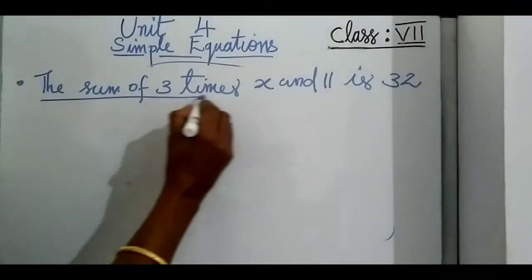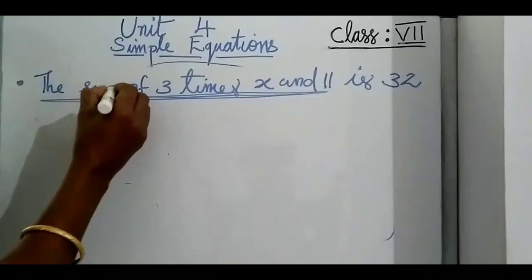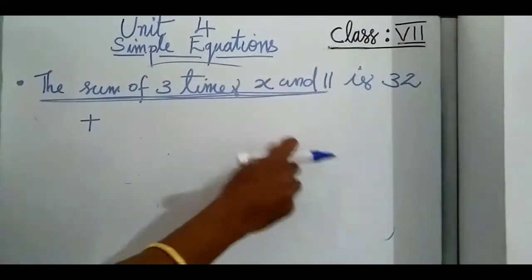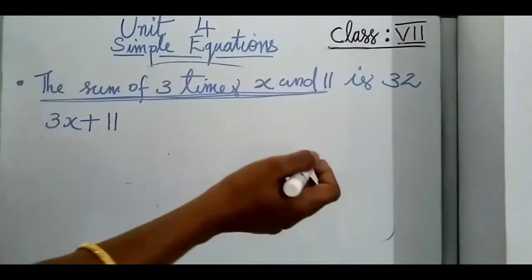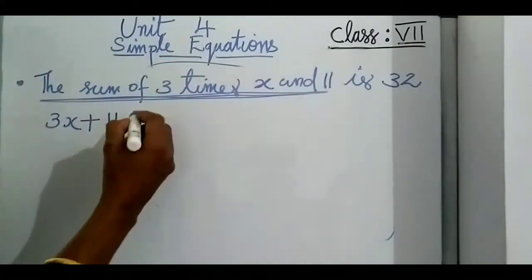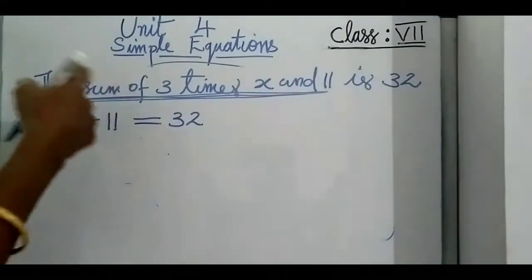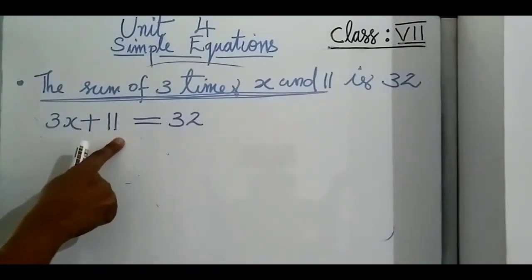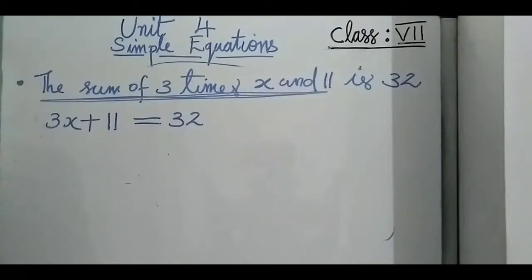So we know the algebraic expression of this statement: the sum of 3 times x and 11 is 32. So we can write 3x plus 11 is 32. If we add 3 times x and 11, the answer is equal to 32. That is given in the statement. So we can write the expression as 3x plus 11 equals 32.